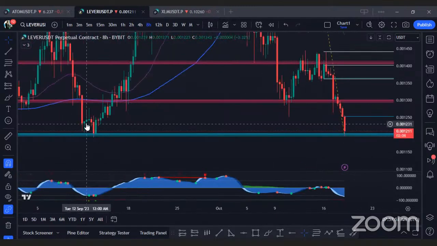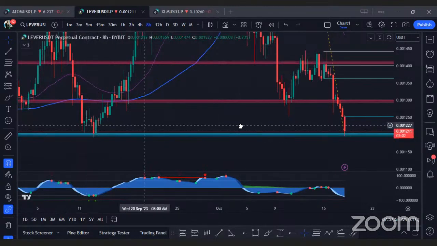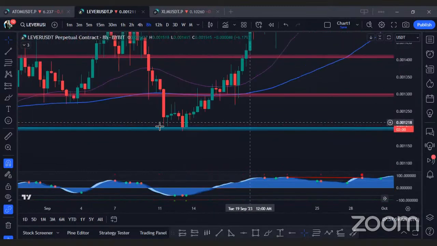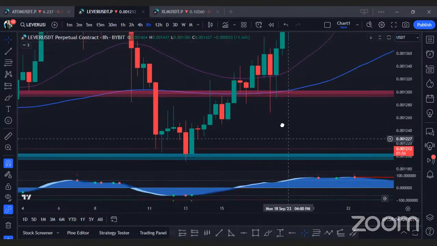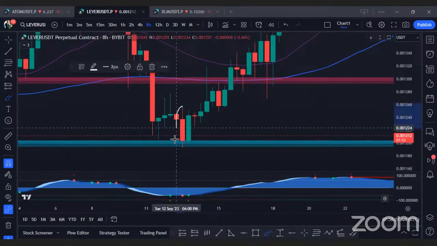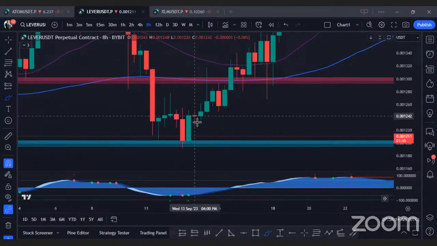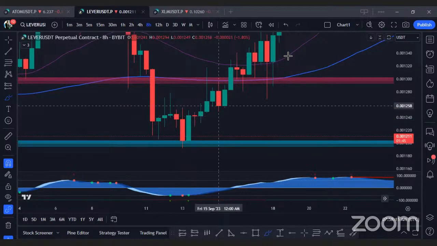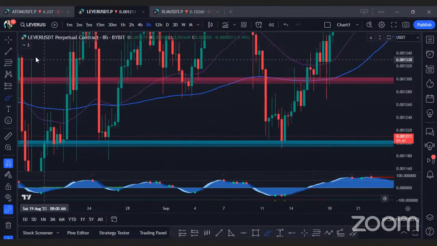So if we do have a rejection, just like we did here, right? We rejected here, and you saw this bullish engulfing candle. In this case, guys, this was actually a clear signal that you should take a long trade. You see this bullish engulfing candle, followed by this pin bar candle and stuff like that. That was a clear sign that you should take that trade to the upside.